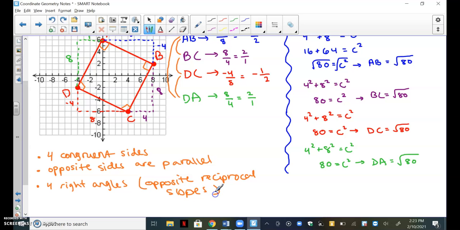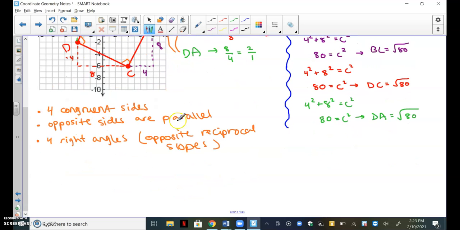Now, after you gather all of this information, these conclusions that we made, we can then say that it has 4 right angles and 4 congruent sides. This parallel thing is nice, but we should notice that the congruent sides and right angles are enough information to say that it's a square, because that has all of the requirements in order to be a square.